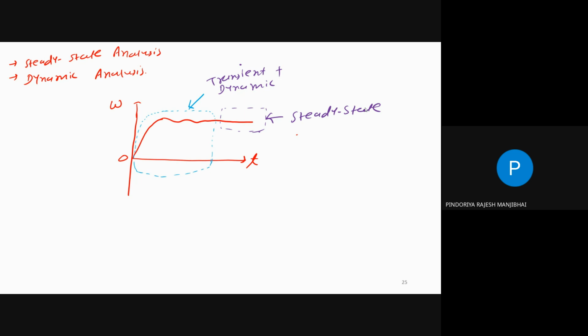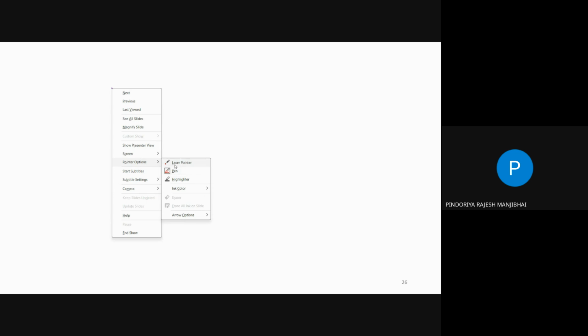Okay, so this is simple. We have to analyze the electric machines in both conditions, the steady state condition as well as the dynamic condition. Okay, so this is a simple equation for the DC machines, correct? Now we can see what the simple equation is for the induction motor, the three phase induction machine.